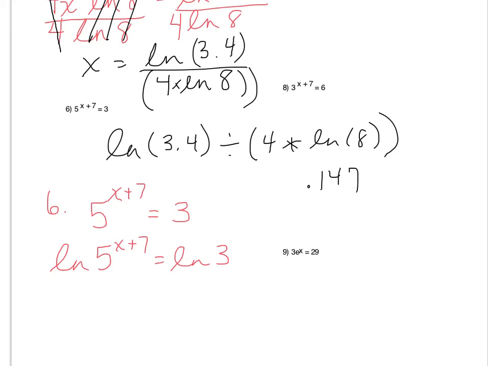And then that exponent comes forward. When you bring it forward, please put parentheses around it so that you don't make a boo-boo. It's x plus 7 as a whole chunk times natural log of 5. If you don't put parentheses around it, it's going to look like only the number 7 is times the natural log, but it's the whole thing times natural log. So put parentheses around it.